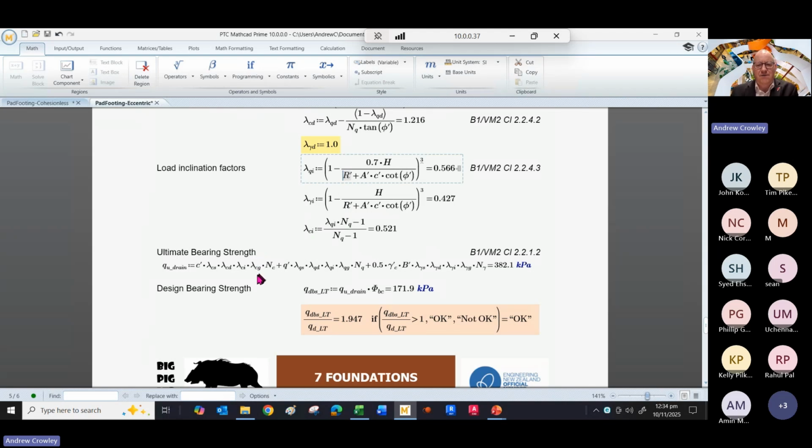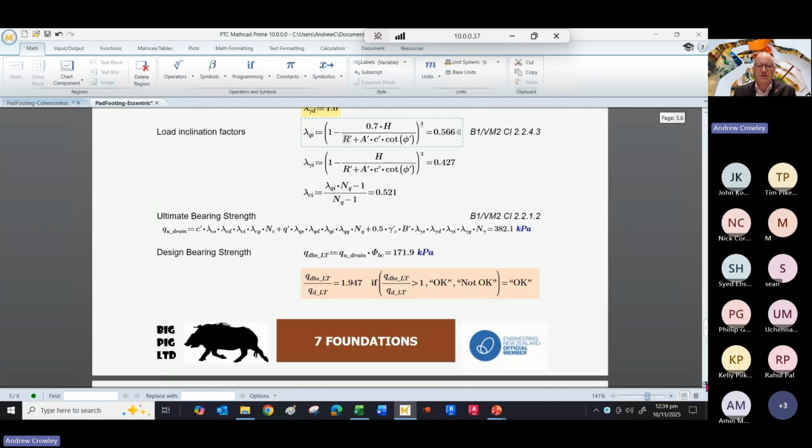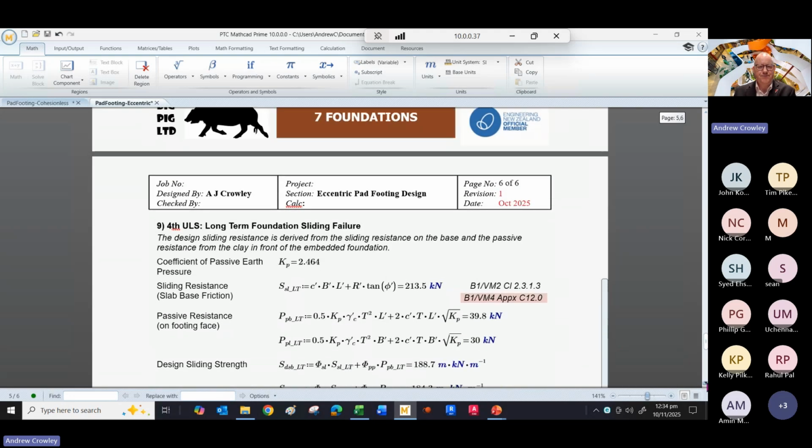And we put it into the very long equation again and work out that our ultimate bearing strength is 382, so our design bearing strength is 171.9, so it's significantly higher than the applied bearing strength, so we're okay.